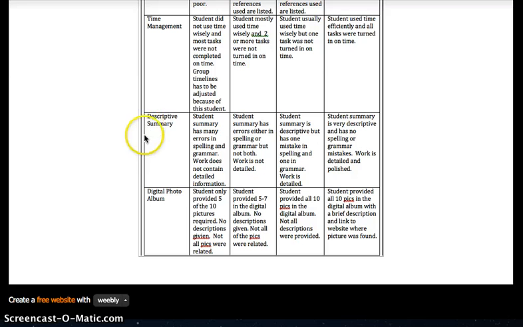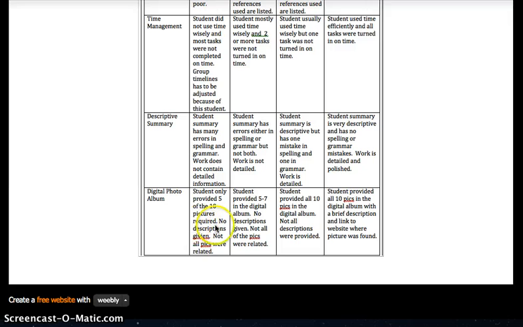The descriptive summary, the reason I made the descriptive summary such a big one was because it should be a longer blog, and it is expected to be in Spanish, no matter which Spanish level language class I would be teaching, and spelling and grammar would be looked at. Work needs to be detailed and polished to get to excellent over here.